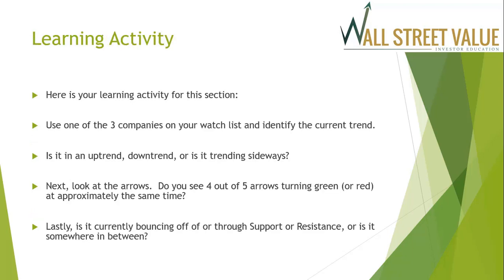Here's your learning activity for this section. I want you to use one of the 3 companies on your watch list and identify the current trend. Is it in an uptrend, a downtrend, or is it trending sideways? Next, I want you to look at the arrows. Do you see 4 out of 5 arrows turning green or red at approximately the same time? And then lastly, is it currently bouncing off of or through support or resistance, or is it somewhere in between?